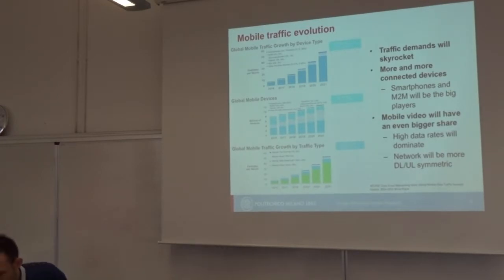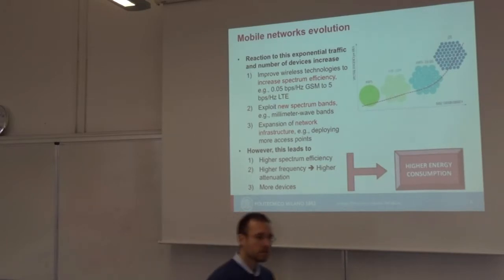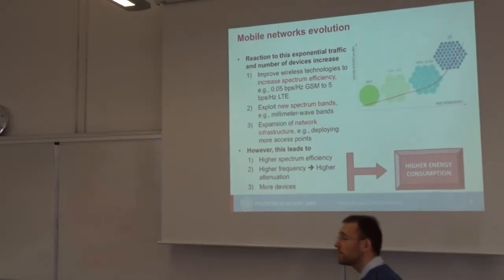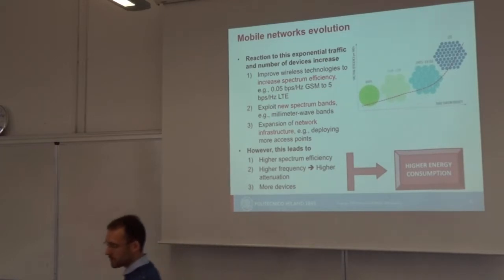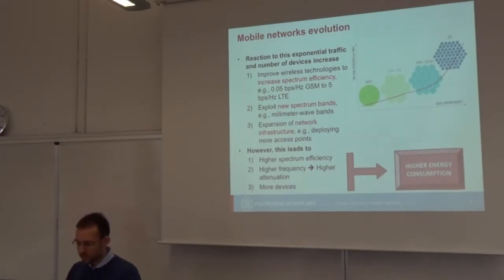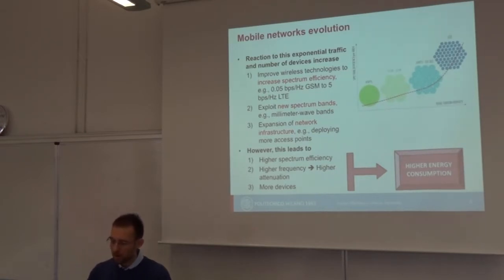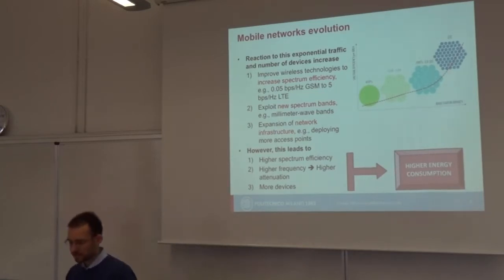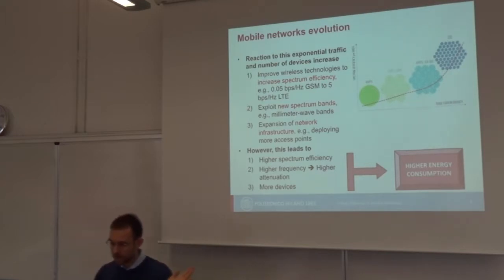And of course, the network in the future must react to this traffic evolution, and the actions that operators are going to apply are of these three types. Of course, what they want to do is to improve the spectrum efficiency of the network. If you consider these figures, in GSM, the second generation, the efficiency was 0.05 bit per second per hertz, while in LTE technology we have 5 bit per second per hertz. That's one direction.